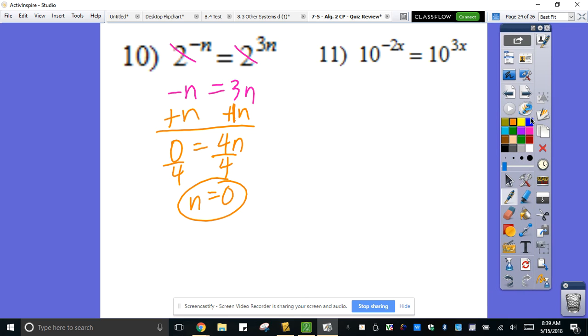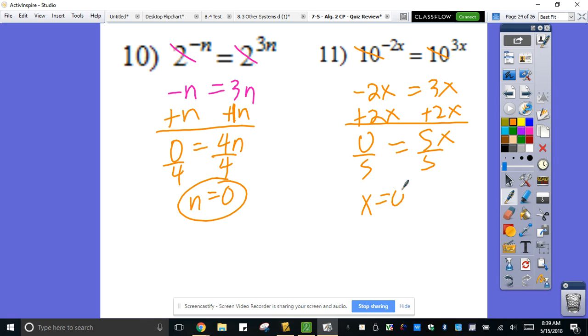Here, same thing, cancel, cancel. Negative 2x equals 3x. Plus 2x here, plus 2x there. 0 is equal to 5x. So divide by 5, divide by 5, x equals 0.